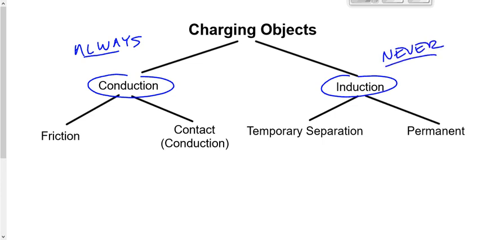Now, conduction usually involves touching as well. Induction never involves touching. But again, the overriding factor is charge transferred or not. And by the way, if charge is transferred, what is it that transfers, protons or electrons? Yeah, it's going to be electrons. Protons aren't going to transfer because they're pretty tightly bound in that nucleus by the strong nuclear force.